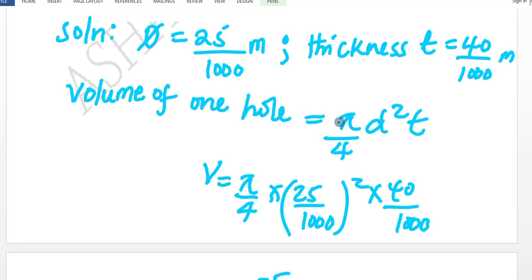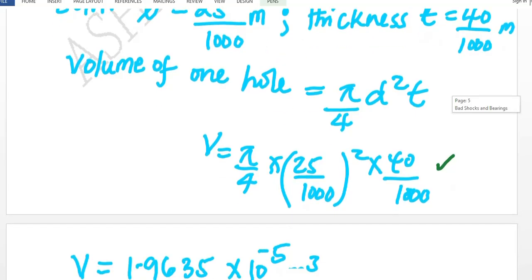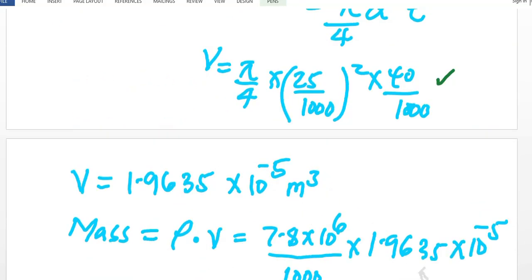So the volume of one hole is equal to pi d squared over 4, which is the cross-section area, times the thickness t. It is going to be pi over 4 times 25 out of 1,000 squared, times 40 divided by 1,000. Our volume is going to be 1.9635 times 10 power negative 5 cubic meters.